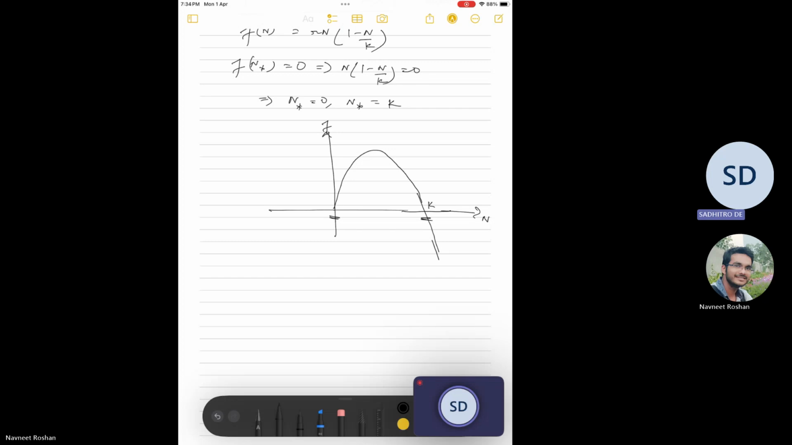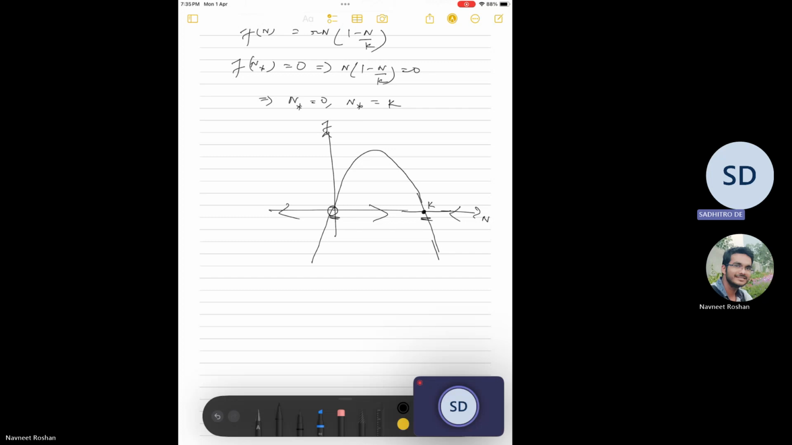And now let us analyze the stability. As you can see, you can also continue this here. So as you can see, f is positive in this part, negative in this part. That means that the flow is always away from the fixed point at 0, which means that N equal to 0 is an unstable fixed point, and N equal to K is a stable fixed point.